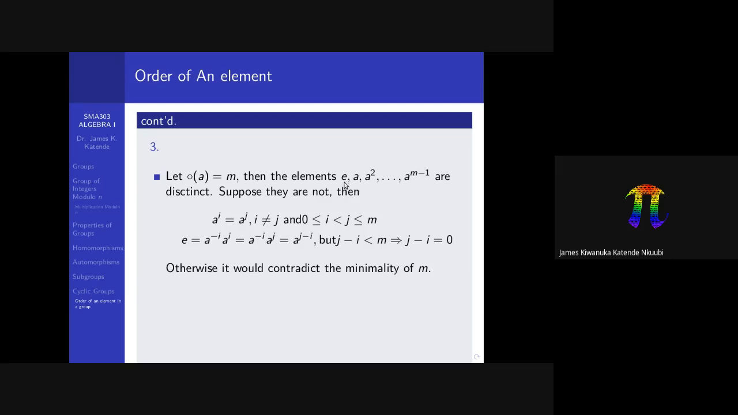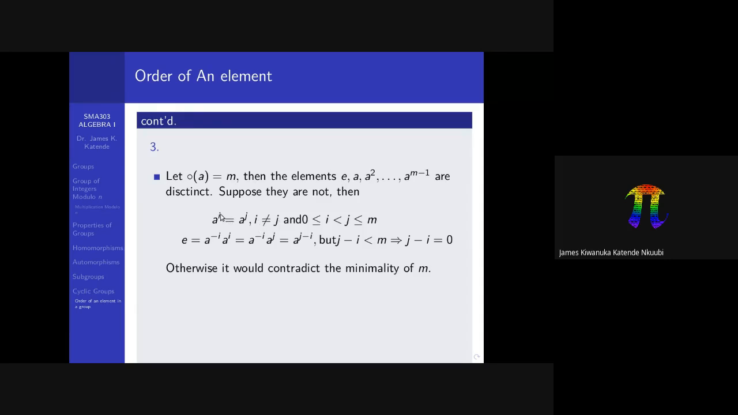these M elements, which are listed as a squared all the way to a raised to m minus 1, these m elements will be distinct. That's our first thing we can show. So to show that, we'll prove by contradiction. So if they're not distinct, then it means there must be two of them which are equal, with i not equal to j.